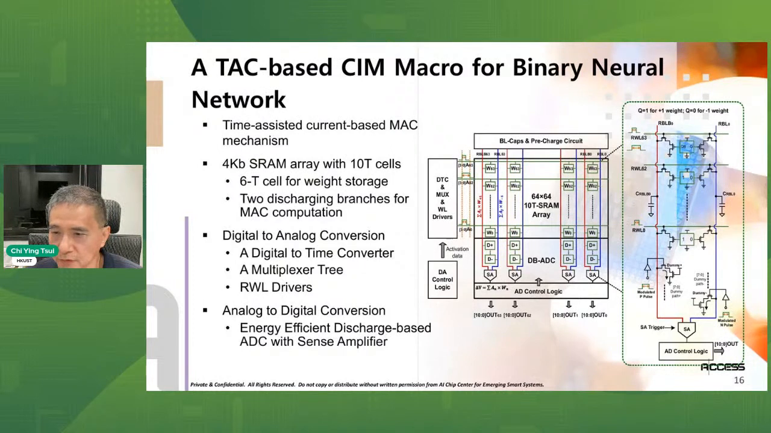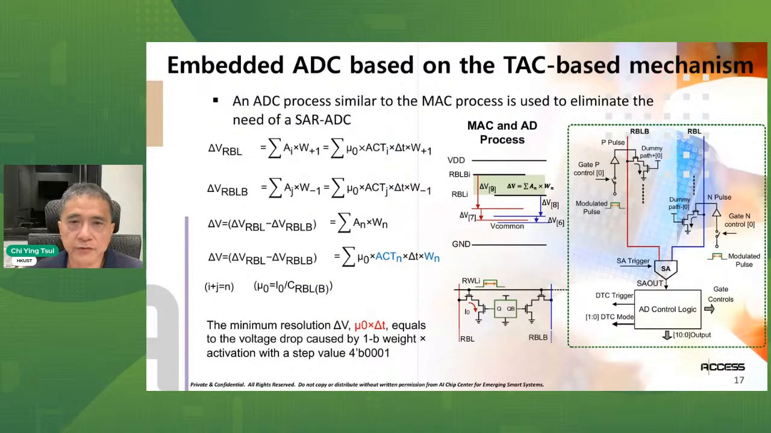In the ADC process, we compare the two bit lines, the bit line bar and bit line. Depending on which one is larger, the larger one will be discharged using a modulated pulse, which depends on the resolution of the ADC conversion. This is what we call discharge-based ADC. So the mechanism is like this. The embedded ADC is based on this discharge-based mechanism.